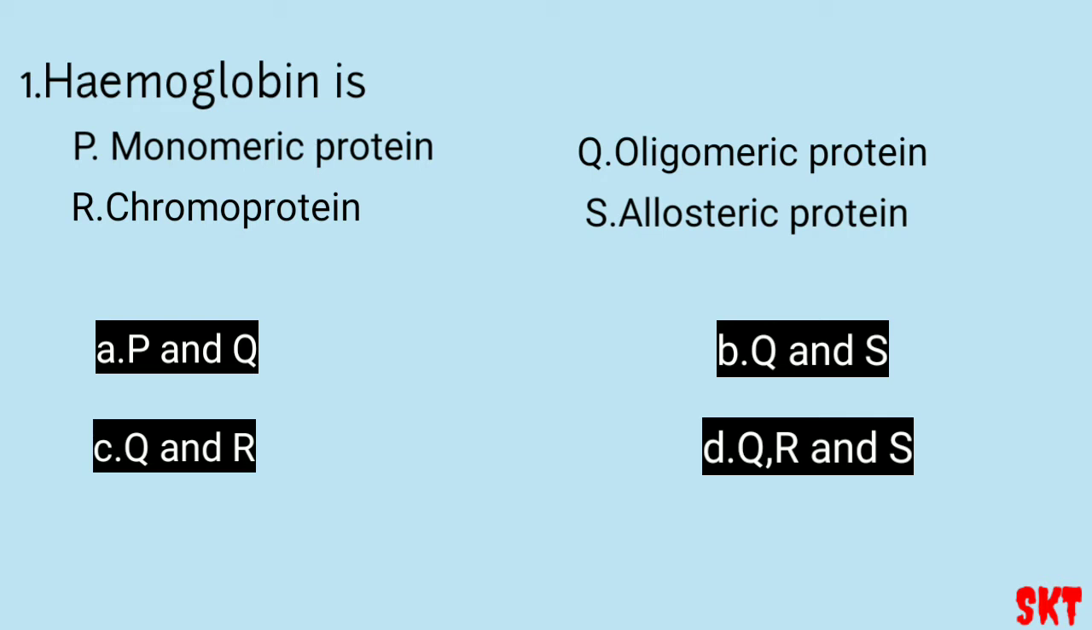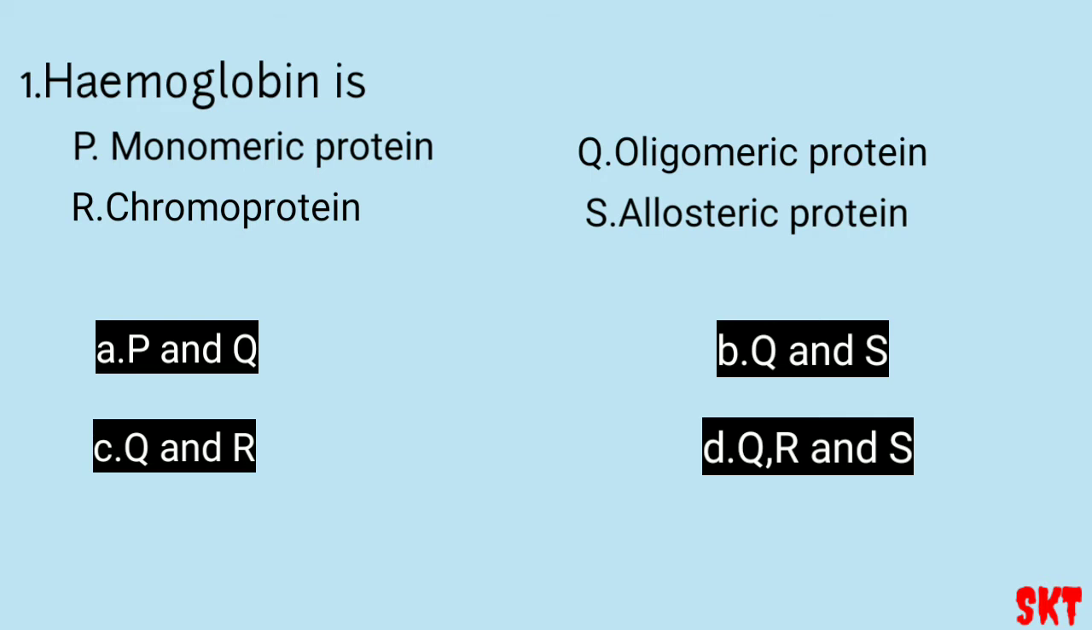So the next one, Q, an oligomeric protein. Oligomeric protein means it's composed of more than one subunit, which is true in case of hemoglobin. And the next one is R, a chromoprotein. A chromoprotein means a protein that has a pigment prosthetic group, and that's true in case of hemoglobin. And yes, an allosteric protein. Allosteric protein is a protein with multiple ligand binding sites, which is present in hemoglobin for attaching with oxygen. So the option P is wrong and Q, R and S are true. So the option D is right in case of first question.